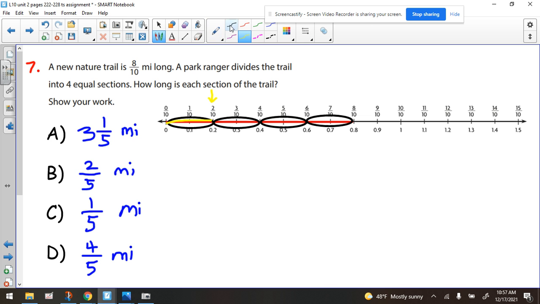So we do need to simplify that, but we also need to show our work, right? So that means we need to show the algorithm. Now it is okay to show a number line that would count for work, but it's best to show the number line along with the algorithm just to confirm that you did it correctly.